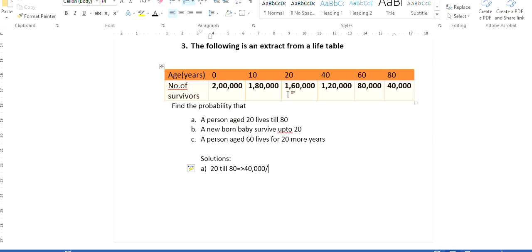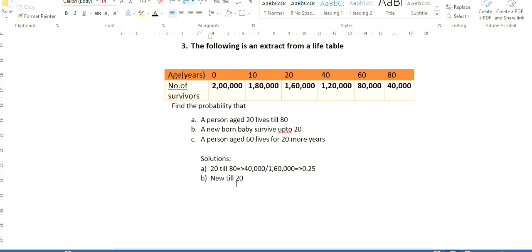What is the total here? 1,60,000 people are there. So what will be the answer? It is 0.25. Then one more: a newborn baby survives up to 20. Newborn means here 0. So the newborn survives till 20.